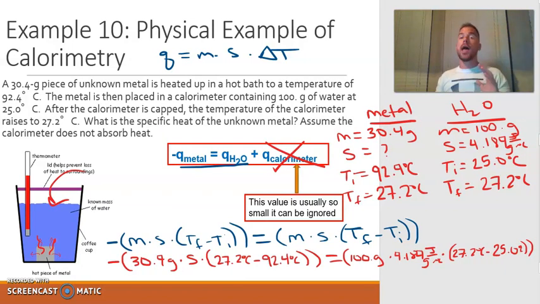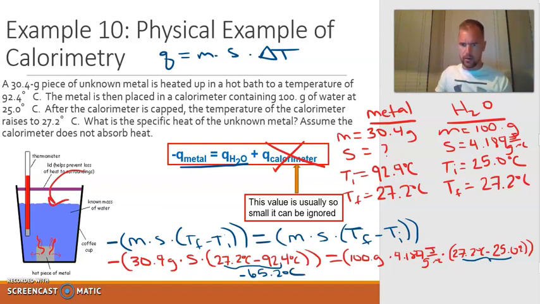Okay, so a heck of a lot of numbers, right? Let's do a little bit of cleanup and make this look a little nicer. First thing I'm going to do is these subtractions. For the metal, 27.2 minus 92.4. With my correct sig figs for subtraction, 1 decimal place, this is going to end up being negative 65.2. That's the change in temperature for the metal.